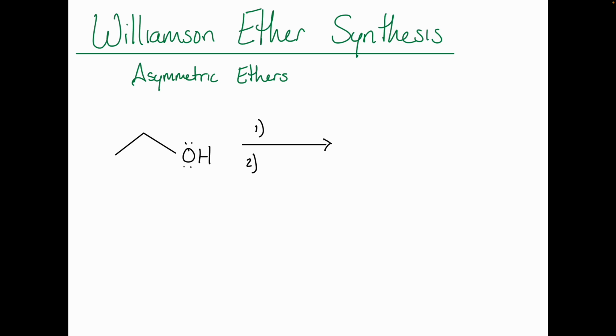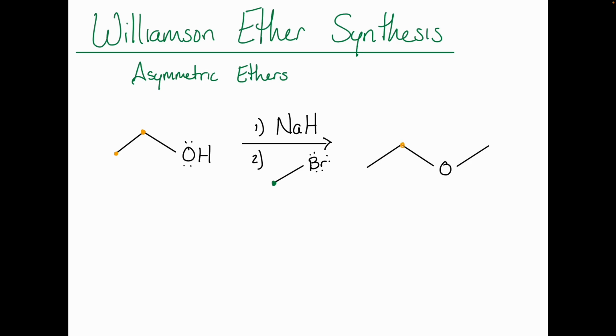So, our asymmetric ether. First, we're going to treat this with what's called sodium hydride, and we'll talk a little bit more about this here in a second. And then, an alkyl halide. All right? And this will create, and let's just color code our carbons here. This will create this asymmetric ether. This ethyl-methyl ether here.